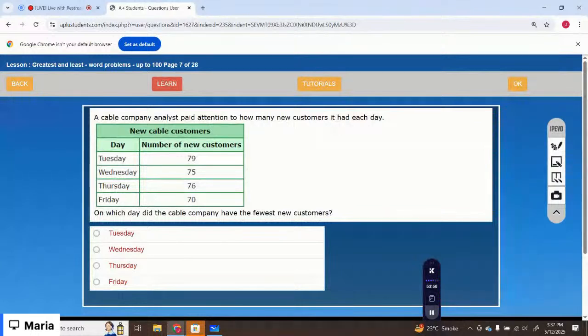A cable company analyst paid attention to how many new customers it had each day. On which day did the cable company have the fewest new customers? That is 70. The fewest is Friday. The correct option is Friday.